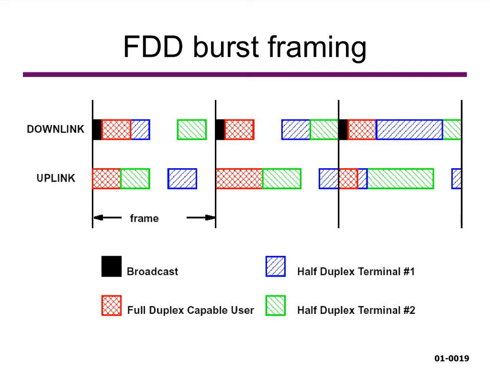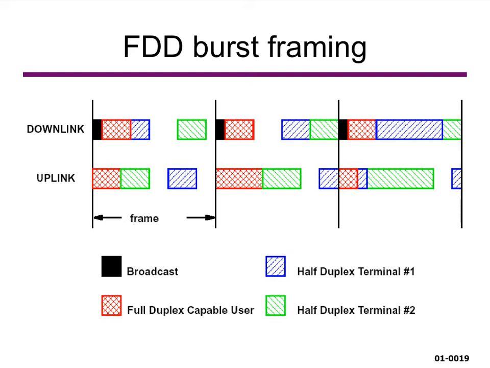I said half. Sorry. Since we have overlap here, this means that this particular terminal, whether this is terminal 1, we don't know here, whatever this terminal is, this terminal here can send and receive at the exact same time, even on two different frequencies.